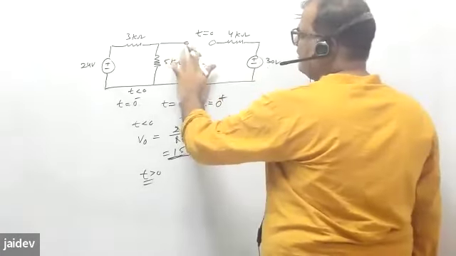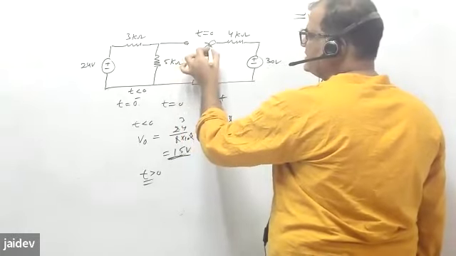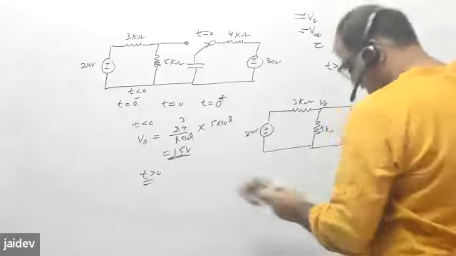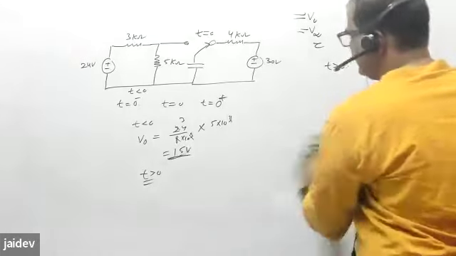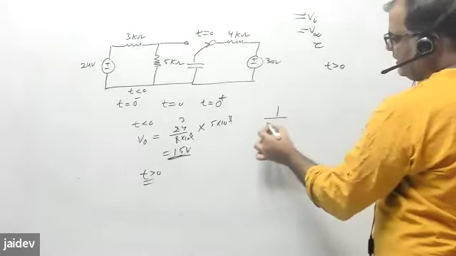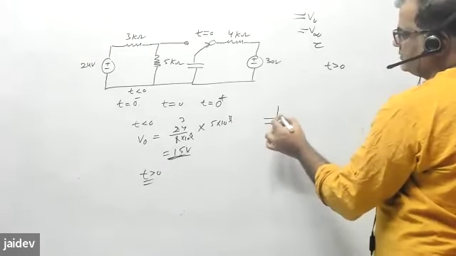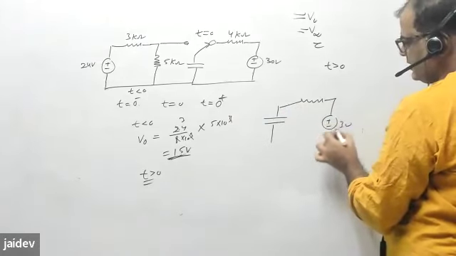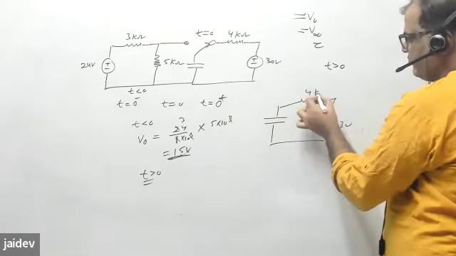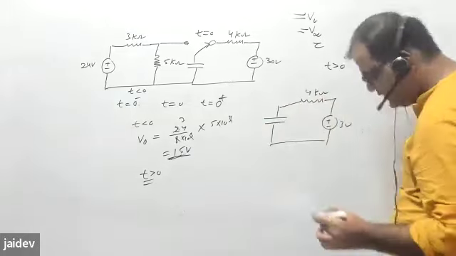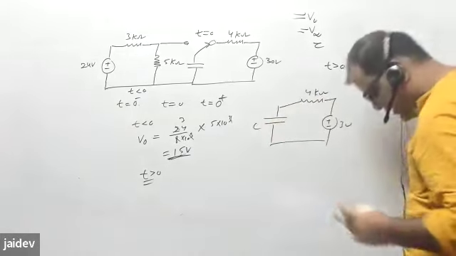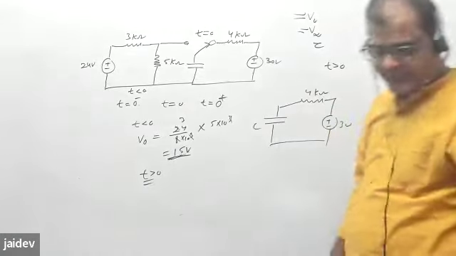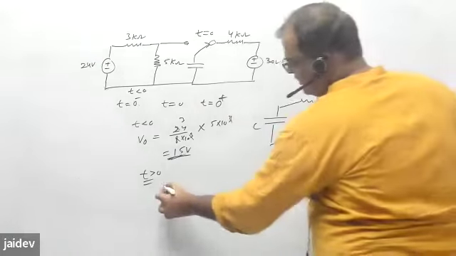Now what we'll do, I will bring this key here. Now this has been removed. So my new circuit will be this one, with 4 kilo ohm. Now here it will change. Tell me what is the final voltage? 30. So this V infinite will come 30.